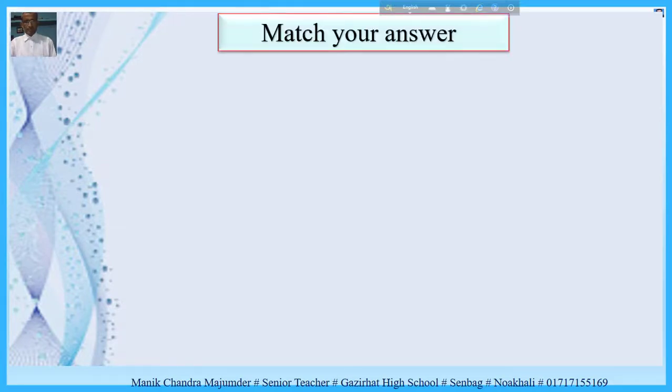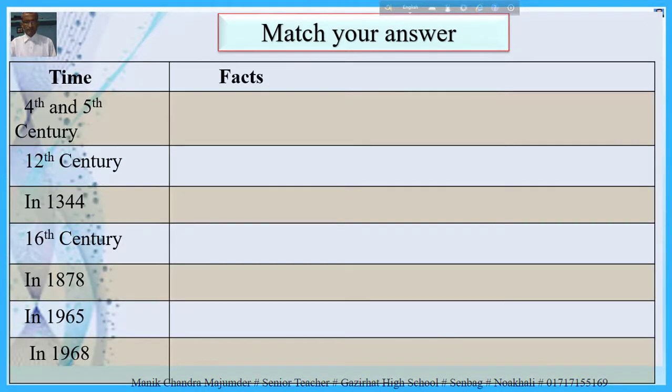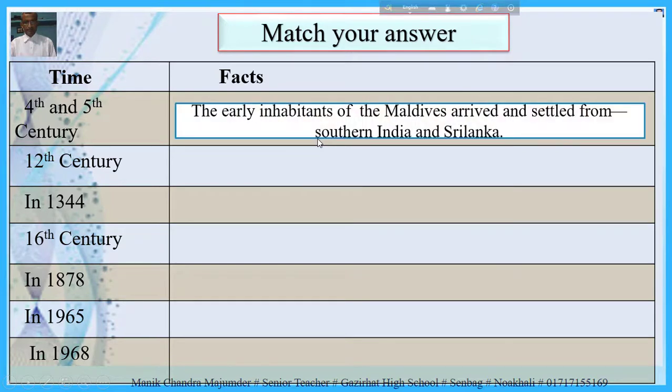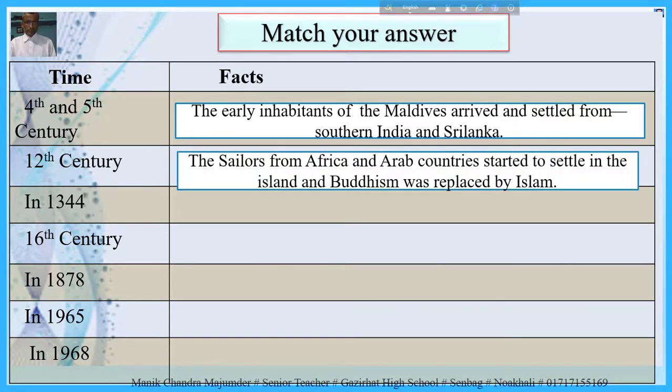Now match your answer. Time: 4th and 5th centuries. Fact: the early inhabitants of Maldives arrived and settled from southern India and Sri Lanka. 12th century: the sailors from Africa and Arab countries started to settle in the islands and Buddhism was replaced by Islam.